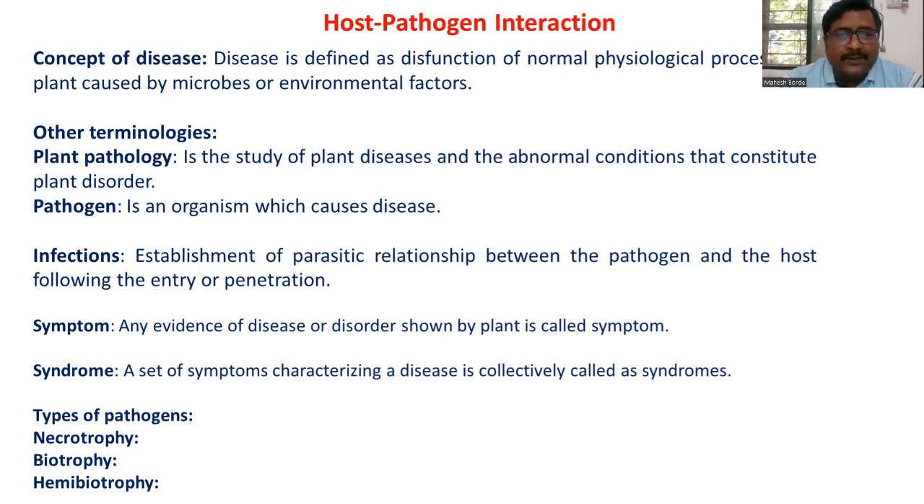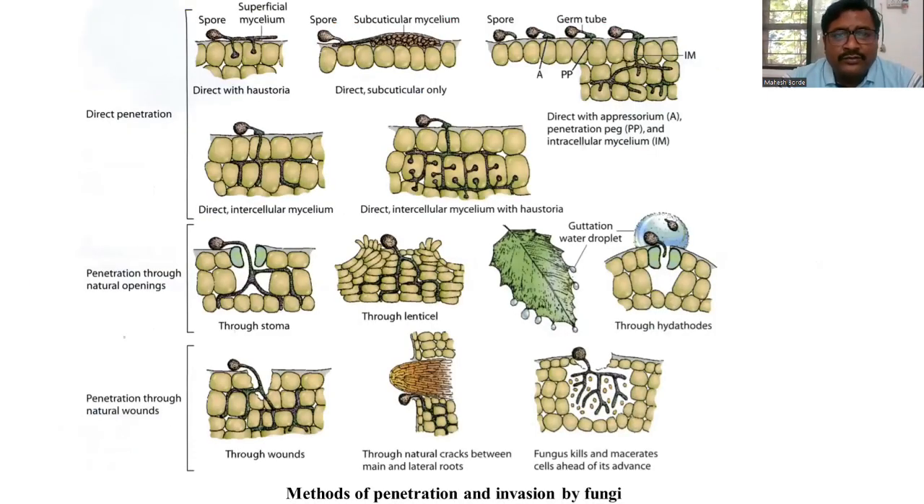When any pathogen enters into the plant, there are three main modes of penetration and invasion by pathogenic fungi. The first one is direct penetration. The second is penetration through natural openings like stomata, lenticels, hydathodes, etc. And the third is penetration through wounds. So these are the three main entry points through which the pathogen can enter.